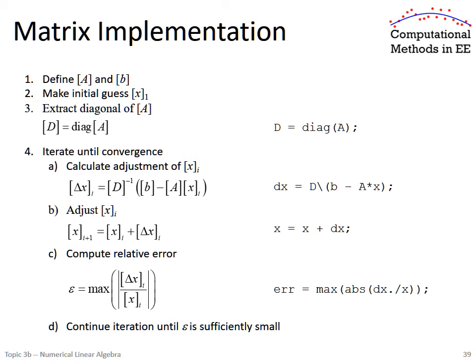And remember, once we have that delta x, we'll do two things with it. We'll use it to improve x. We'll also use it to calculate our error. So that's the next step. We update our values of x based on this adjustment, and then we calculate the error. And we iterate until that error is sufficiently small. And that's it. That is Jacobi iteration.